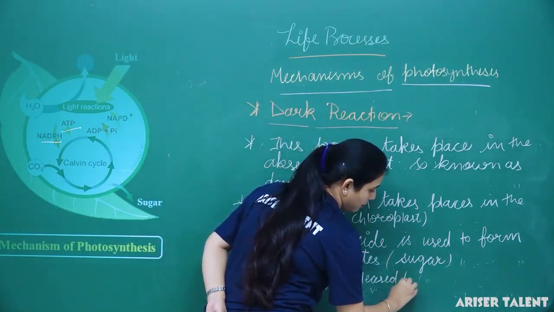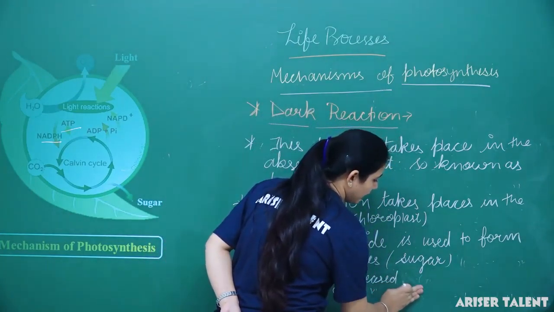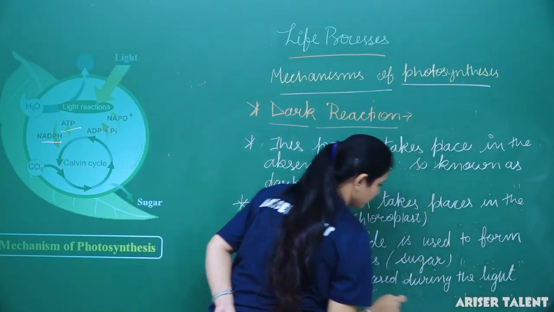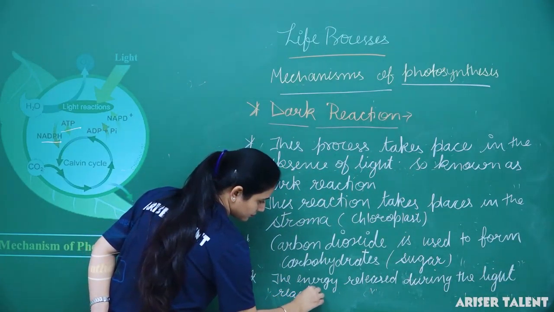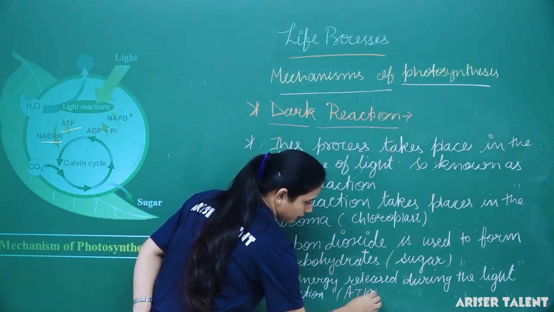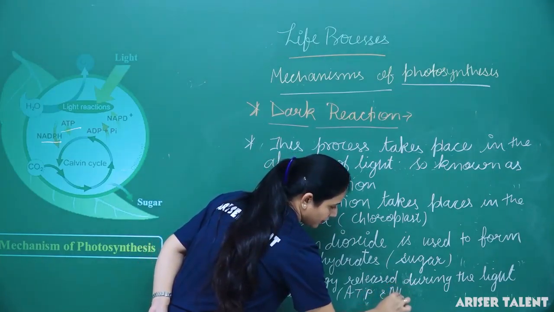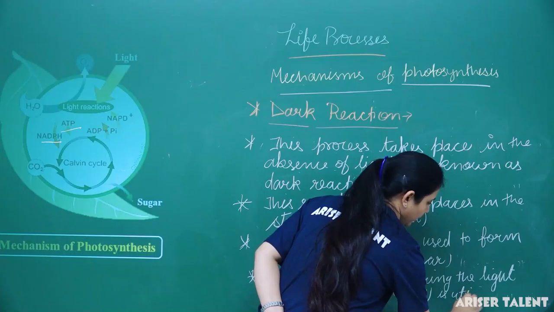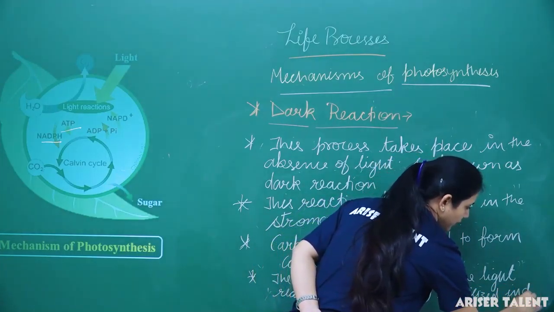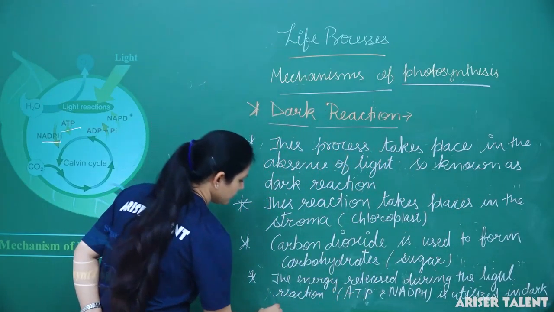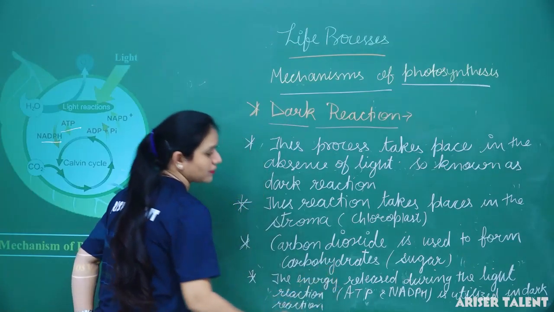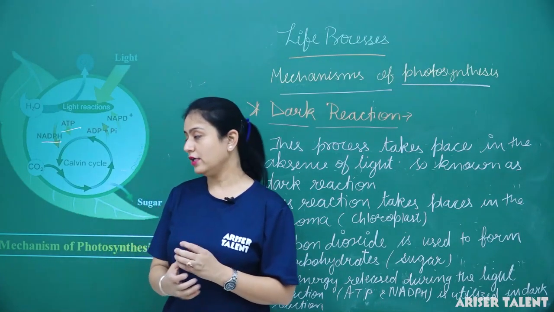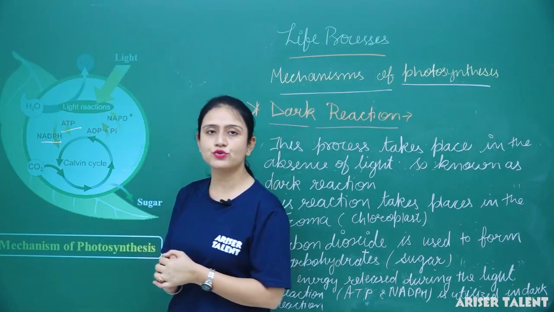The energy released during the light reaction, that is ATP and NADPH, is utilized in the dark reaction. Okay. So, this is all about the dark reaction. It means that in the dark reaction, carbon dioxide is involved, and the product of this dark reaction is sugar, meaning carbohydrate.